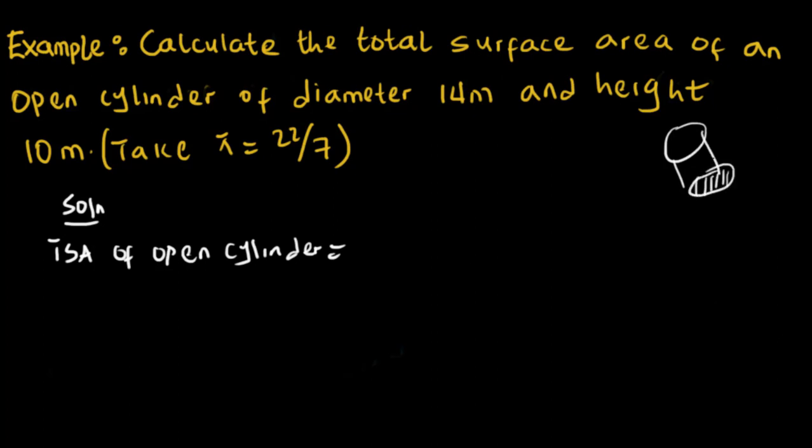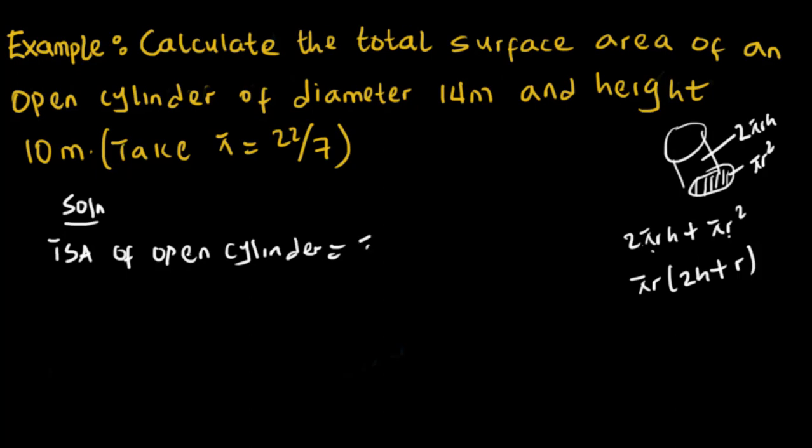Does this make sense? So the curved surface area of a cylinder is 2 pi r h. The area of a circle is pi r square. So we add these two together, we have 2 pi r h plus pi r square. Then we can ask what is common to both of them. We have pi r into bracket, what remains here 2h, plus what remains here r. And this is the formula for total surface area of an open cylinder: pi r into bracket 2h plus r.